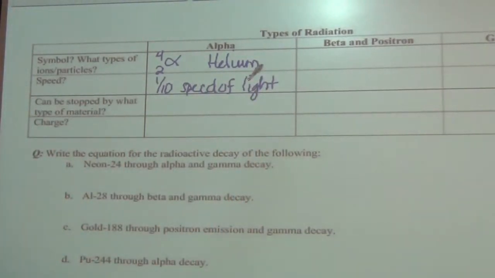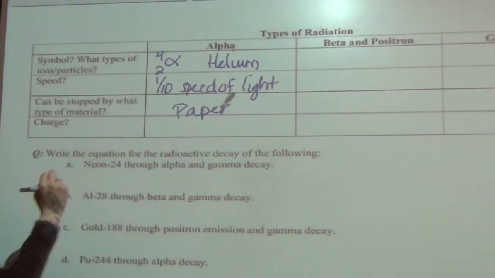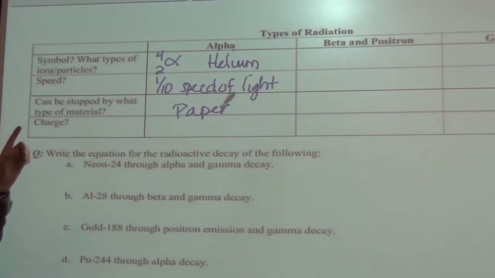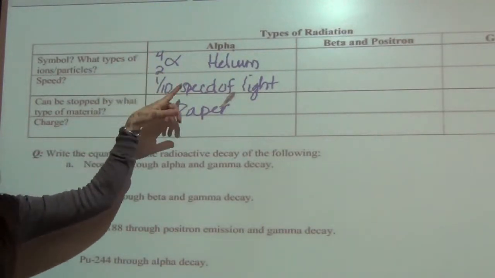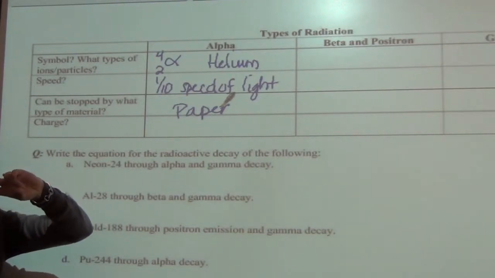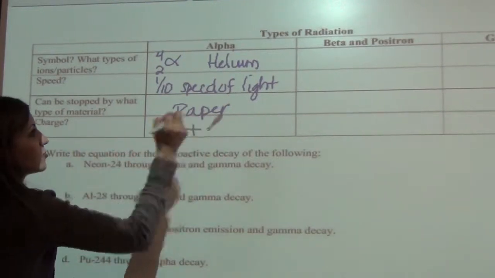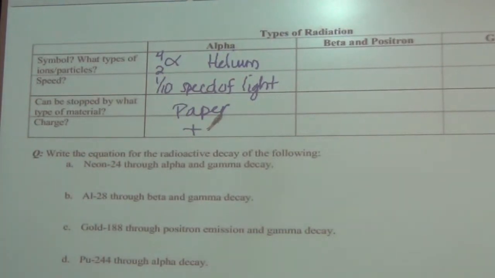What can it be stopped by? Do you remember? Paper. Awesome. Can be stopped by paper. And the charge. If it has no electrons around it and it's just a helium nucleus, which means it just has 2 protons and 2 neutrons, what would the charge be? Positive 2. Perfect. So this would be a positive charge, or a positive 2 charge.